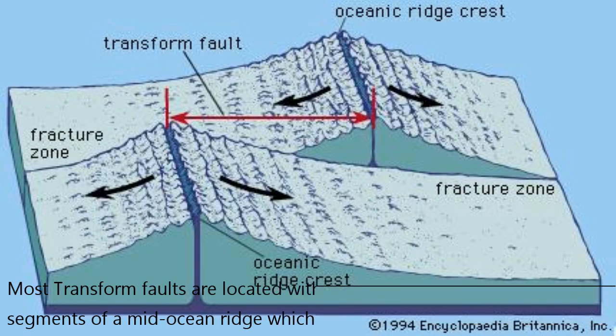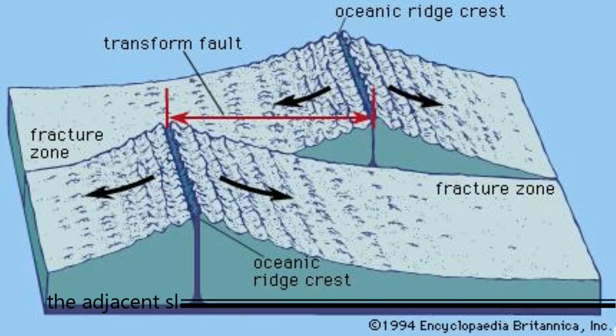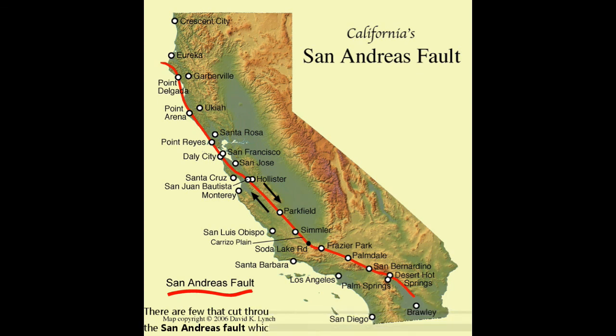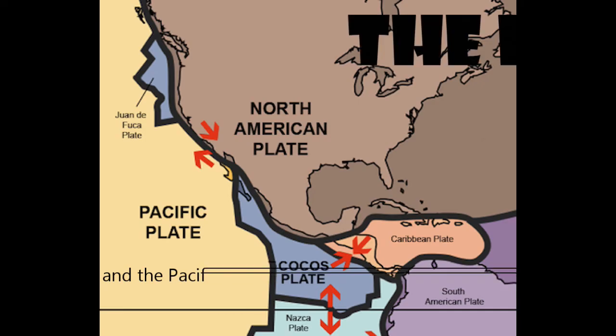Most transform faults are located within the ocean basins and join two segments of a mid-ocean ridge, which is an indication of diverging plates. The adjacent slabs of crust are grinding past each other. There are few that cut through the continental crust. An example of this is the San Andreas Fault, which is bounded by the North American Plate and the Pacific Plate.